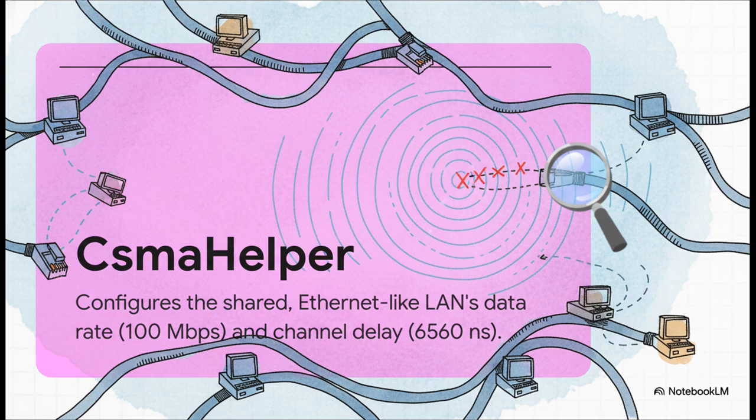And next, we have the CSMA helper. This is what builds our local office network. Now, CSMA is a bit of a mouthful, but all it really means is that it models a shared connection where nodes have to listen to see if the coast is clear before they talk. Kind of like a polite conversation. You wait for a pause. It's what keeps everything from being a chaotic mess.